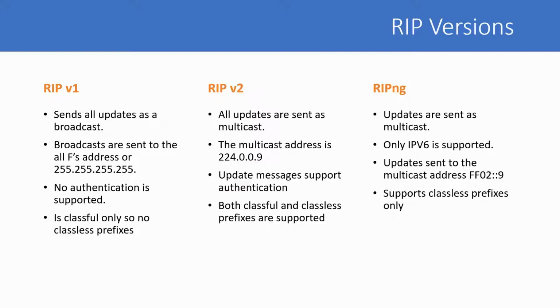All updates are sent out as multicast, and the multicast address is 224.0.0.9. Update messages support authentication, and it supports both classful and classless prefixes. And then the last one is RIP NG. Now RIP NG only supports IPv6, and like RIP version 2, updates are sent out as multicast, and it uses the multicast address FF02::9, and it only supports classless prefixes.